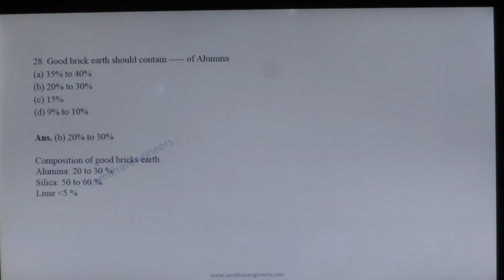Next question. Good brick earth should contain a specific percentage of aluminium? In the manufacture of brick, the soil composition must be such that alumina or clay is 20 to 30%, silica or sand 50 to 60%, and lime must be less than 5%.